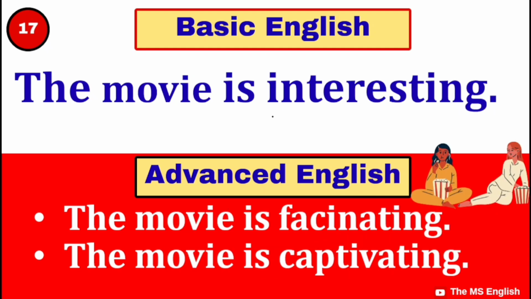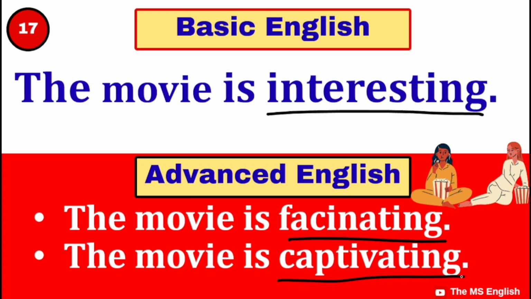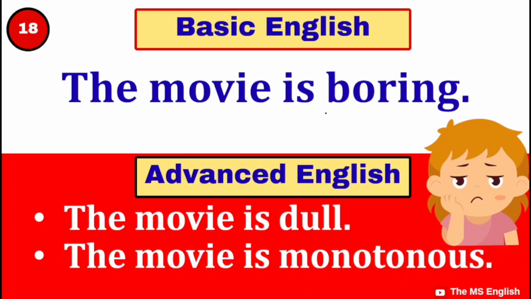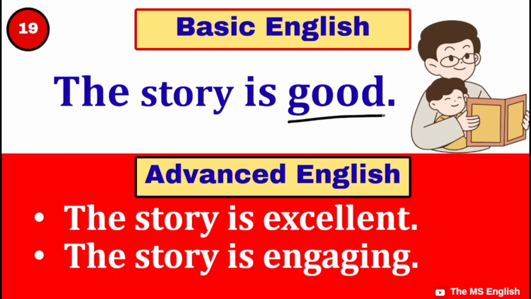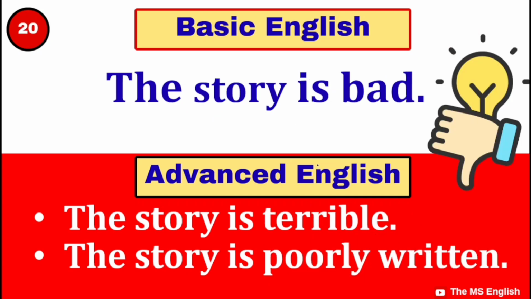The movie is interesting. The movie is fascinating. The movie is captivating. The movie is boring. The movie is dull. The movie is monotonous. The story is good. The story is excellent. The story is engaging. The story is bad. The story is terrible. The story is poorly written.